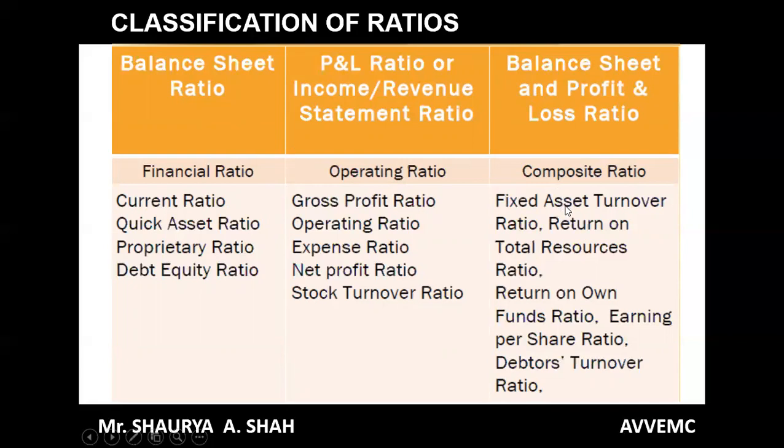Here, fixed assets turnover ratio is a ratio of sales and fixed assets. Second is your return on total resources ratio, return on own funds, earning per share, debtors turnover ratio. All those things are a composite of your assets and of your P&L, or again we can say trading items. I hope it is clear. So this is the broad classification which we are going to study. In addition, there are 3 to 4 more ratios. We will see them one by one. Understanding the formulas is very, very important, and then you need to remember them so that we can solve the sums very, very quickly.